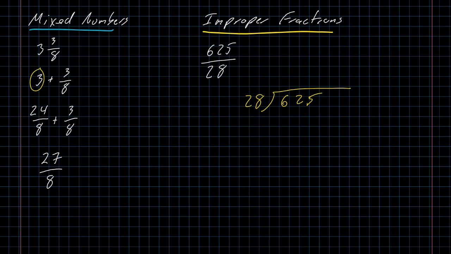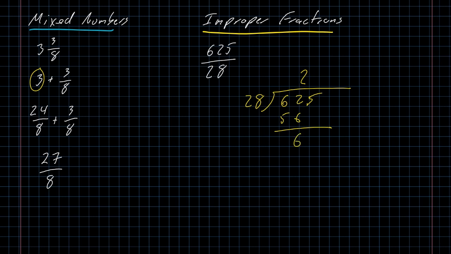And when we're working with long division, remember we go one digit at a time. 28 does not fit into 6, but it does fit into 62. And in fact, it fits into 62 twice. 2 times 28 is 56. If you subtract 62 minus 56, you get 6.